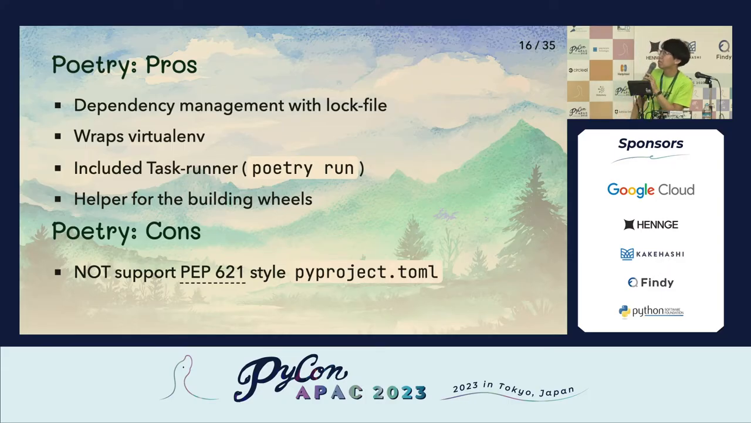Dependency management with a lock file is supported. Needless to say, it came later than pip, so it's included as a standard. As many of you saw, the point of Poetry was revolutionary. It included the task runner, such as poetry run, and the helper for building.